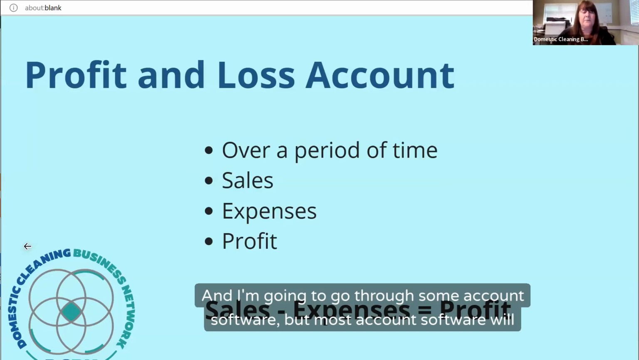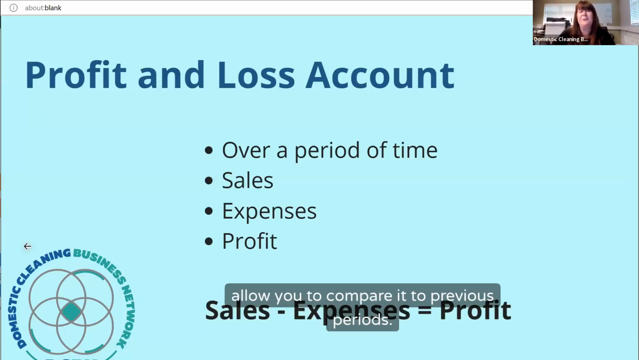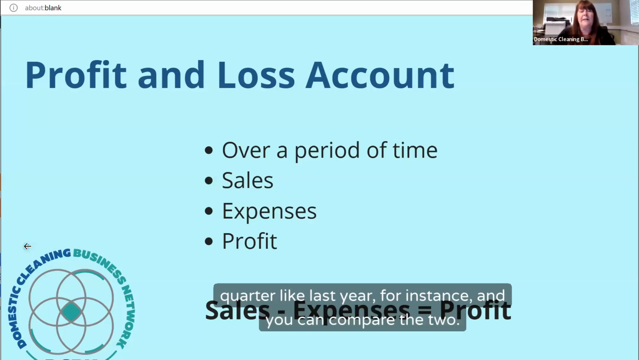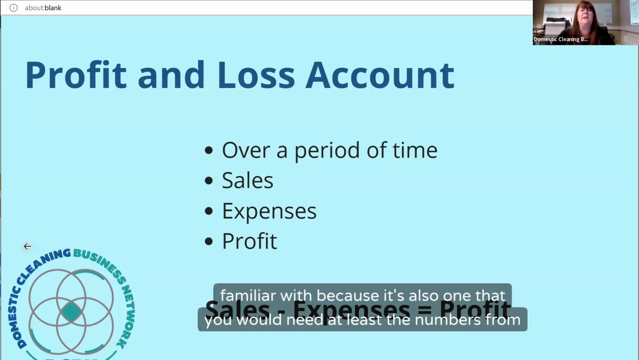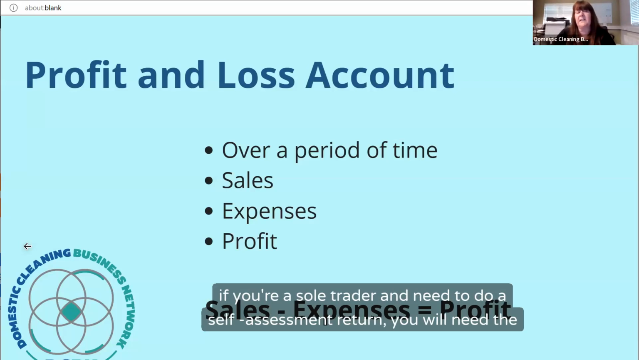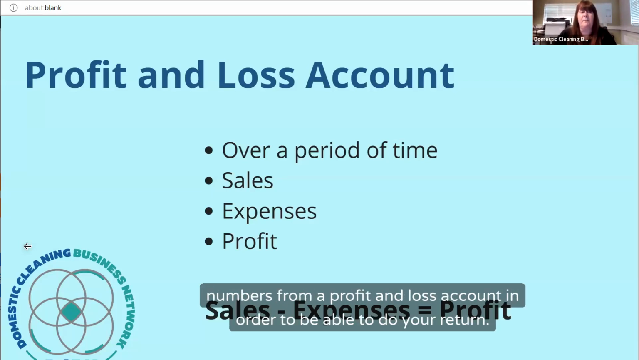And I'm going to go through some account software, but most account software will allow you to compare it to previous periods. So you could kind of go, what was this quarter like last year, for instance, and you could compare the two. So it's a really useful reporting tool, and it's probably the one that we're most familiar with because it's also one that you would need at least the numbers from. If you're a sole trader and need to do a self-assessment return, you will need the numbers from a profit and loss account in order to be able to do your return.